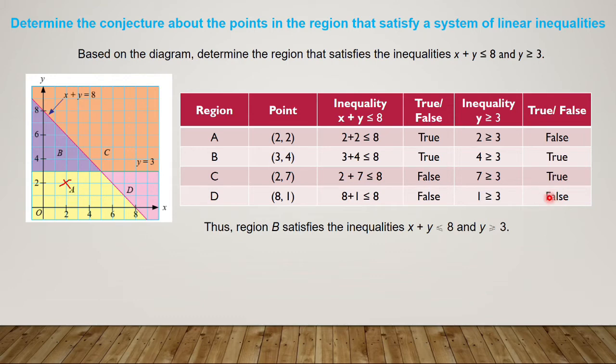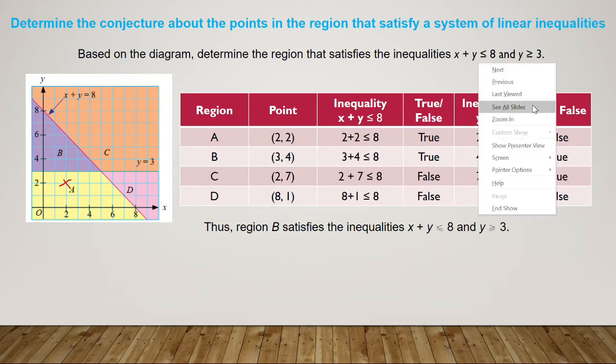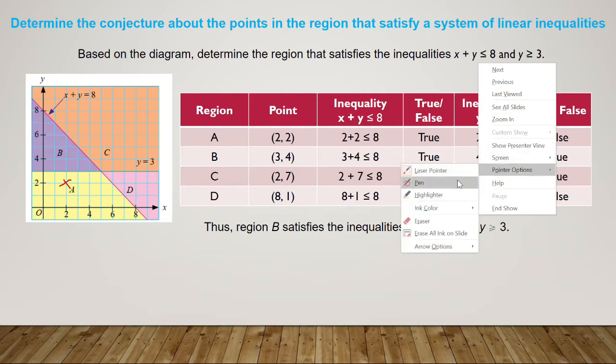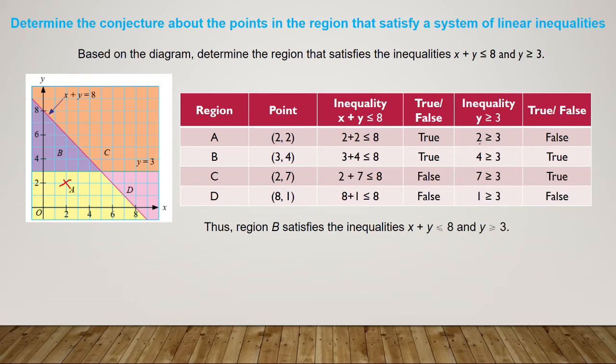Okay, so you need to make sure both inequalities are true, only then it satisfies the inequalities x plus y is less than or equal to 8 and y is greater than or equal to 3. So from the given points that we have just now, let's see. Okay, first one, true, false. So we cannot consider this anymore. It doesn't satisfy because one true, one false. True, true, both satisfy, right? Okay, which means region B satisfies the inequalities x plus y is less than or equal to 8 and y is greater than or equal to 3.